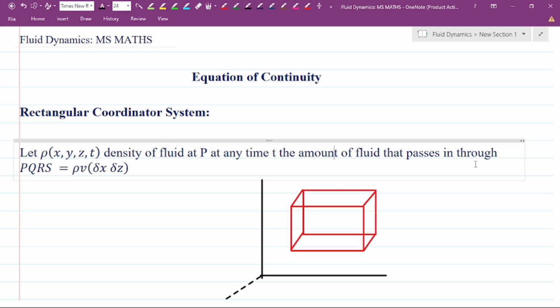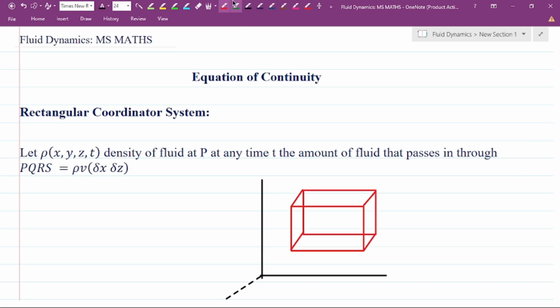So in this lecture, we'll discuss a particular topic, that is the equation of continuity, within different types of coordinate systems. So first of all, we should know what a coordinate system is. A coordinate system represents the address of a point, or the location of a point in space.